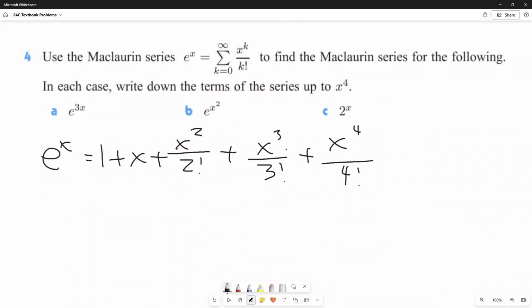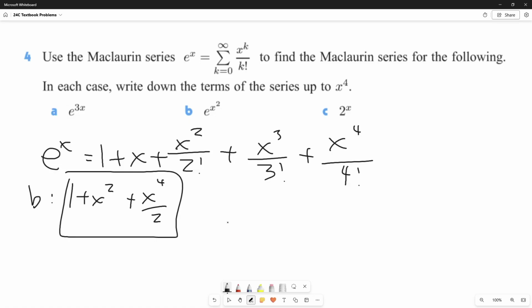So for part B, it's also simple. You just substitute x squared for x. So 1 plus x squared plus x to the fourth over 2. And the next terms are going to be greater than x to the fourth, so you don't need them. So this is the answer for part B.